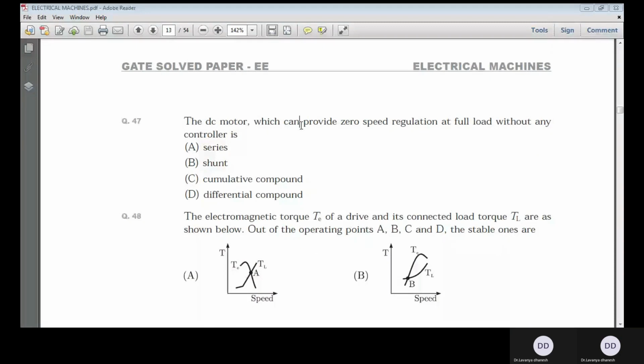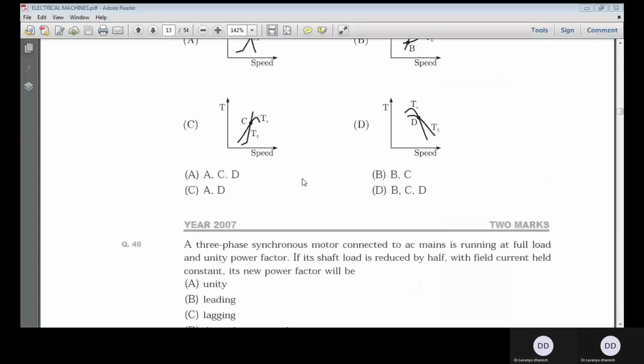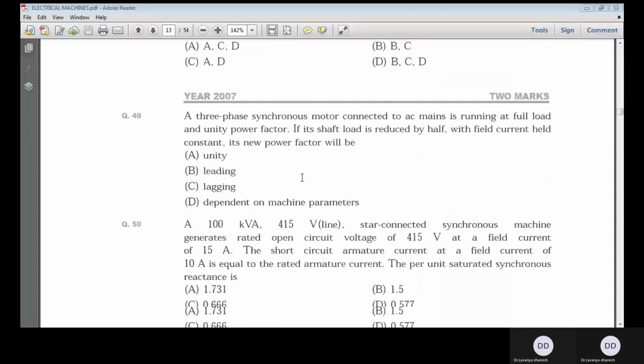Which provides zero speed regulation without any controller? So what are they asking? Yes, which provides zero speed regulation is a shunt motor. Okay, so a shunt motor will provide zero speed regulation without any control provided. So that is the option. Next theory question.